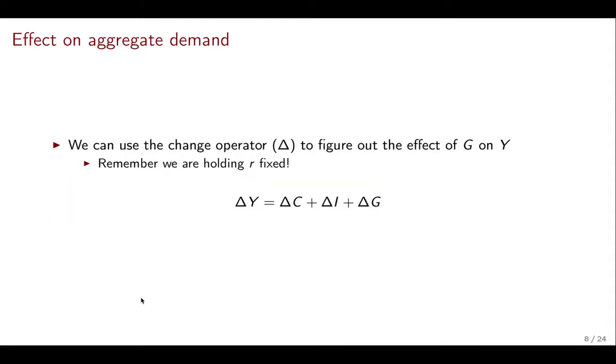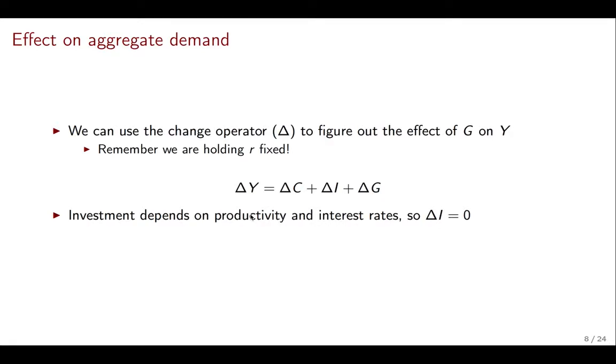We're going to figure out the effect on aggregate demand by using the change operator. What we want to know here is the size of the change in output relative to the change in government spending. The change in government spending will be taken as exogenous, and the variable that we are trying to find out is the change in Y. Okay, what do we know about this? We're holding R fixed because investment depends only on productivity and the interest rate, and neither of those things have changed. Then the change in investment better be zero. And so we can forget about investment for now.